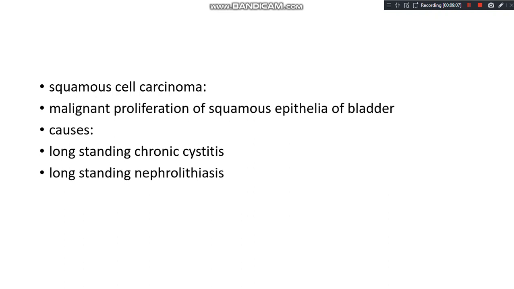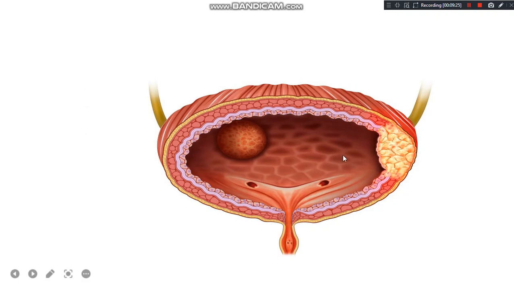as I have told you, and long-standing nephrolithiasis. Now this term is used for kidney stones. And then we have Schistosoma haematobium. Now this is the parasite which is actually entrapped within the bladder and causes the cancer. Okay, so this is squamous cell carcinoma. Initially it was transitional, but due to certain diseases like chronic conditions, there is a metaplasia of the transitional epithelium, and squamous cell carcinoma develops, and then the cancer develops.